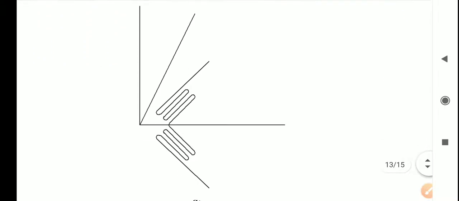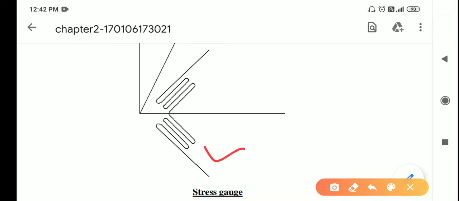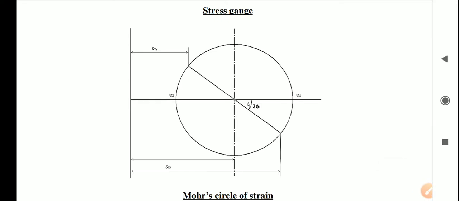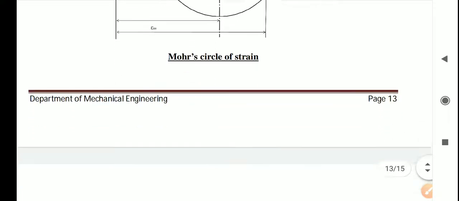You can see the diagram. It is only one gauge, oriented such that it bisects the x-axis. You can see this single gauge making some angle. This is the angle that is considered for stress gauges. If this angle is there, you can measure the stress value directly. We will see how. This is the Mohr circle representing the stress gauge values, that is epsilon xx, epsilon yy, epsilon 1, epsilon 2, and the angle phi. This is the Mohr circle for the strain.